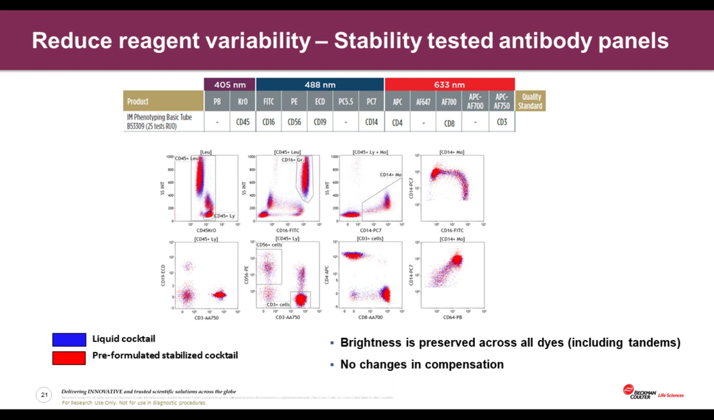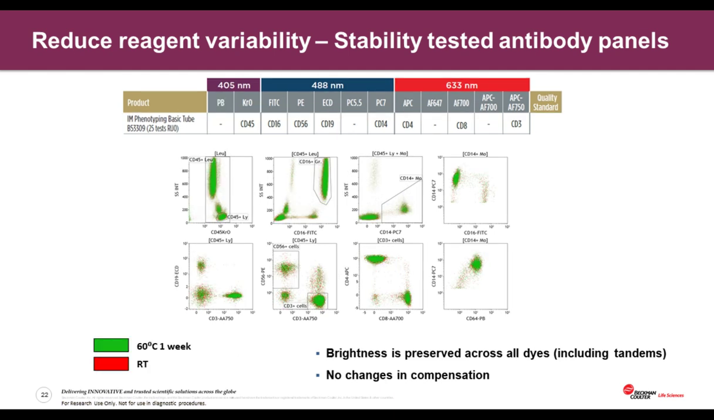The brightness is preserved, there's no change in compensation. So the ease of use does not come at the expense of losing the brightness. So this is extremely important. In addition to that, these panels from most vendors are room temperature stable, which is wonderful because they don't require refrigeration. So they're also stable at extreme temperatures.